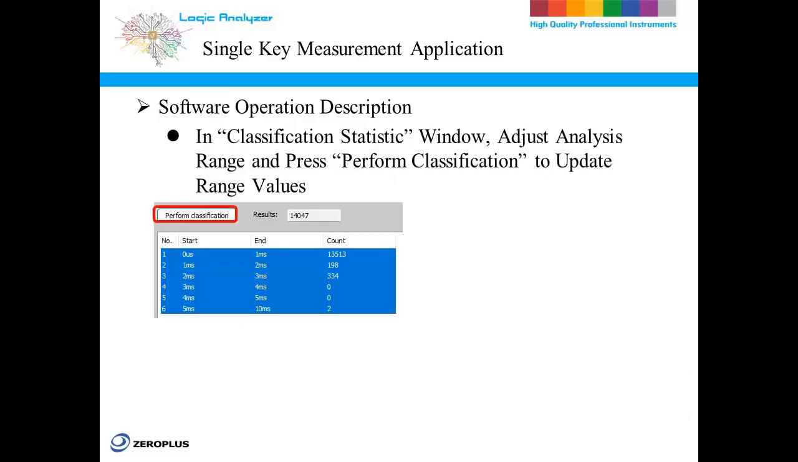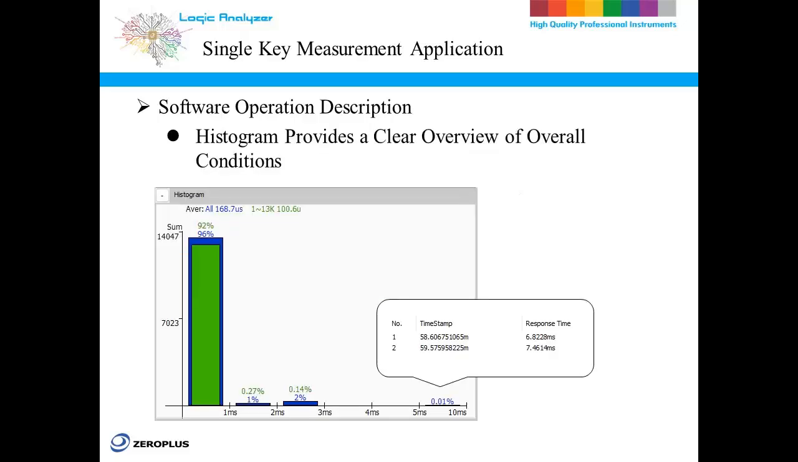Additionally, in the Classification Statistic window, you can adjust the analysis range. Once you've set it up, just click Perform Classification, and the system will automatically update the number of results that meet the conditions within that range. This helps you get a clearer and more precise understanding of how quantities are distributed across different ranges. It's worth noting that out of the 14,000 cases, there were 2 instances where the response time exceeded 5 milliseconds. Finally, make sure to use the histogram distribution chart.